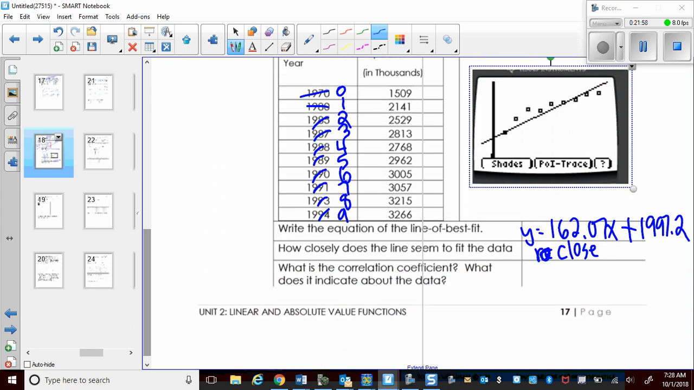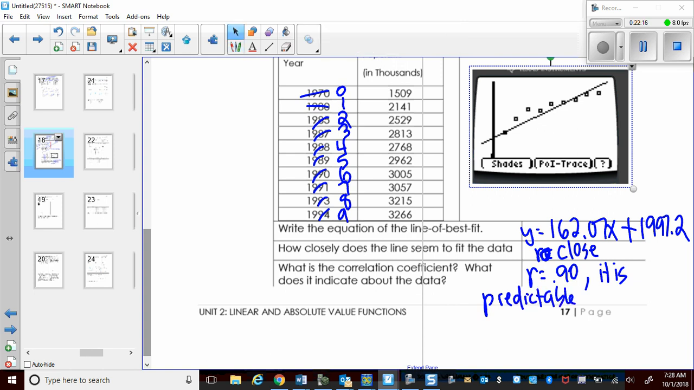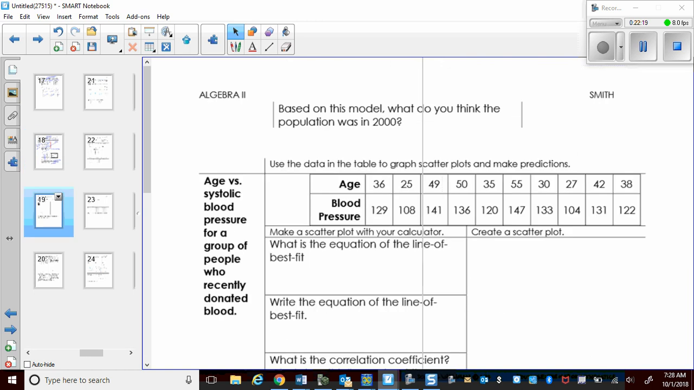What is the correlation coefficient? R equals 0.9, okay? 90. What does it indicate about the data? It indicates the closer that it gets to 1, it is very predictable. The data allows for predictions. Okay? So for practice, you're going to work on the next table. You're going to get the equation of the line of best fit, write it, and I will work with you guys through that process.